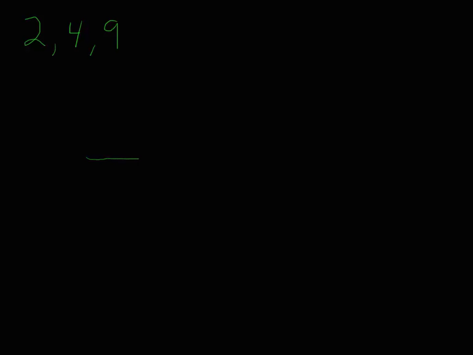Let's start off with our side length of 9, and we'll put it down here. And then let's suppose that we have a side length of 2, and let's stick it over here on our left. And then let's say we have the side length of 4, and let's stick it over here on our right.